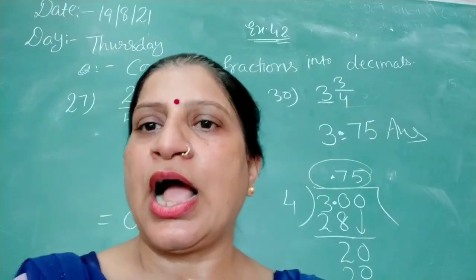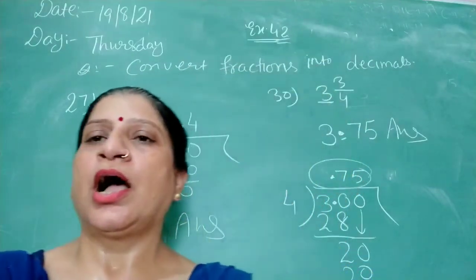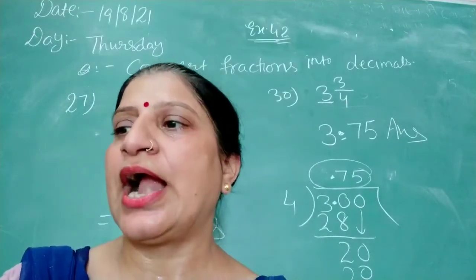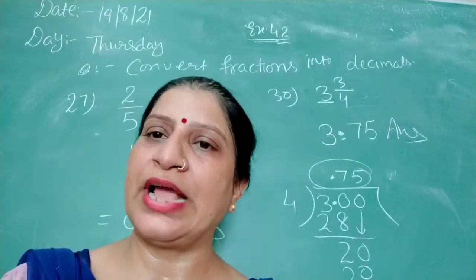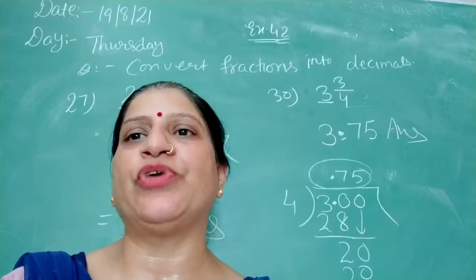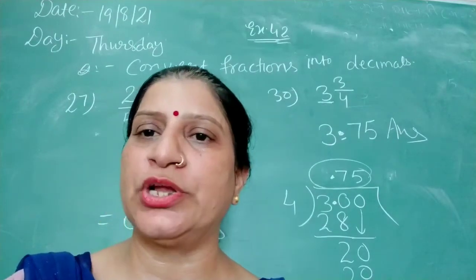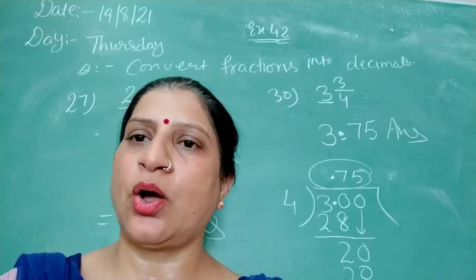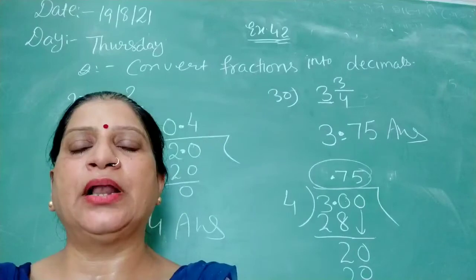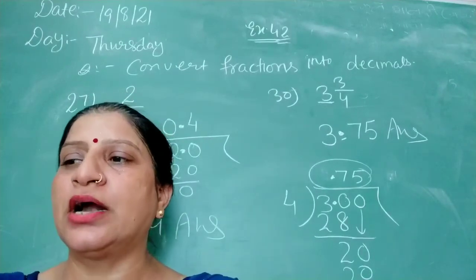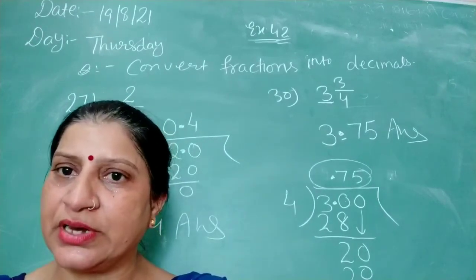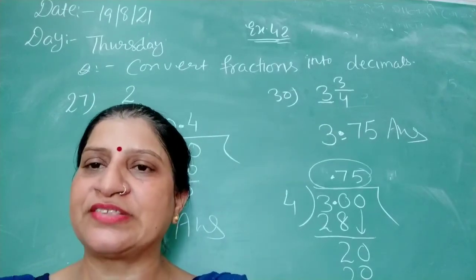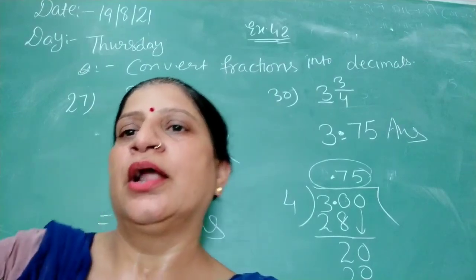Clear this one? I hope that you understand how we convert decimals into fractions and fractions into decimals. In fraction questions we have to learn 3 types of questions. One type with the denominator 10, 100 or 1000, then a simple proper fraction, and the third one is the mixed fraction. I hope you understand all the concepts related to this exercise. Thank you and have a nice day.